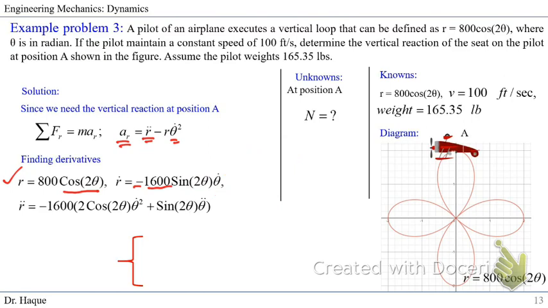So we need to find the second derivative, because we need this r double dot.